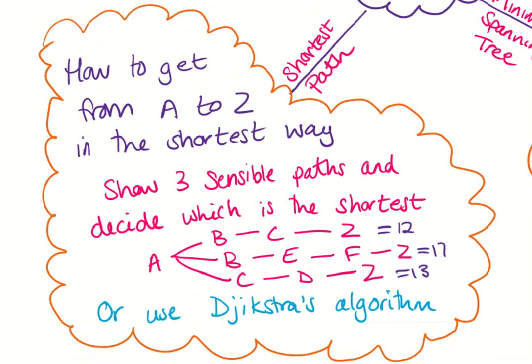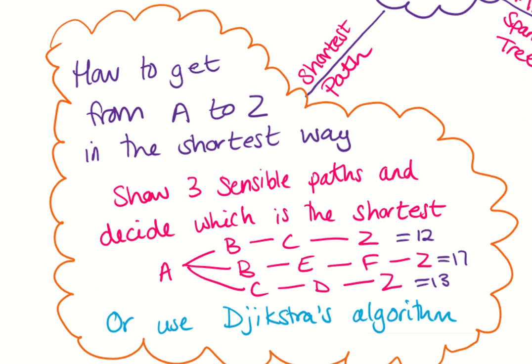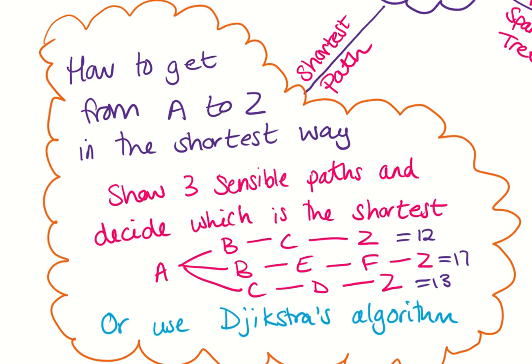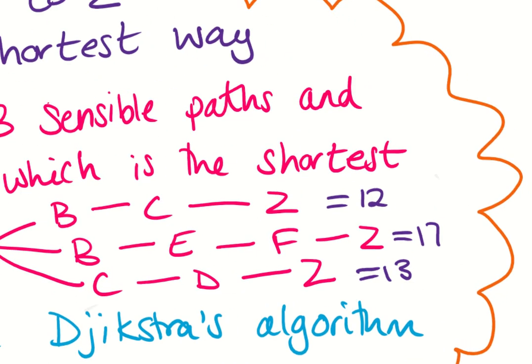And then finally, we've got shortest path. So this is the least weight to get from A to Z, or whatever node it is you're going from and to, in the shortest possible way. Now, the simplest way to do this is to look for a minimum of 3 sensible paths, and you might actually need to show more just to be certain that you've picked the smallest one, and show your routes along those three paths that you think could be the smallest, work out how much they add up to, and then pick the smallest one.